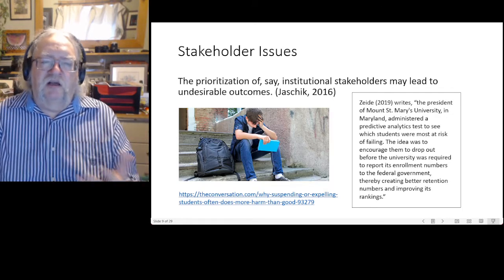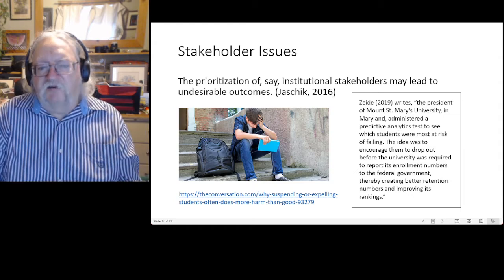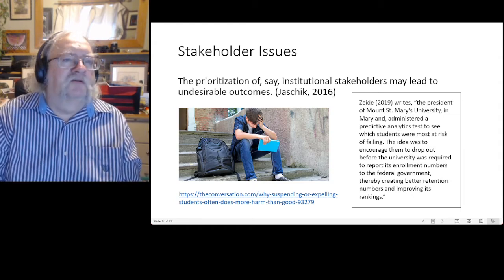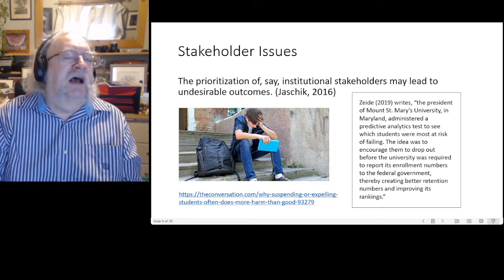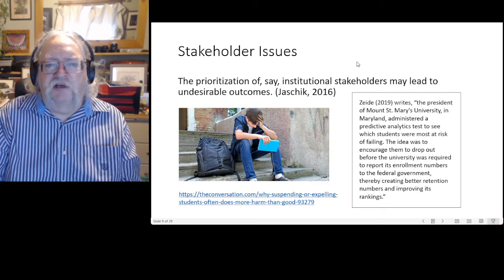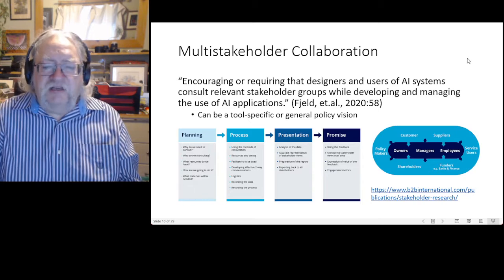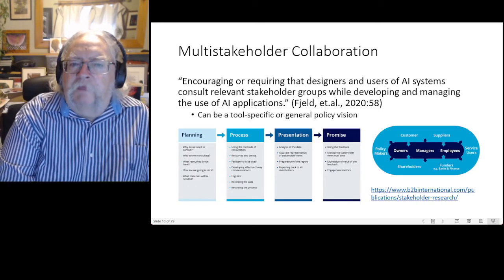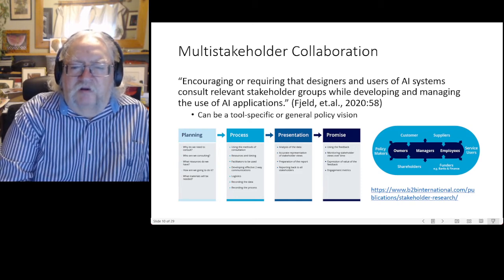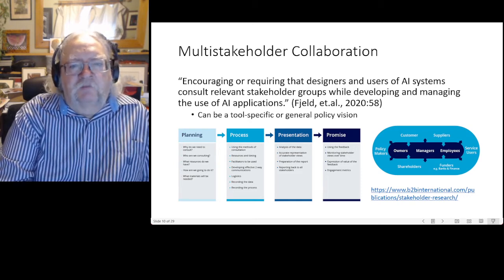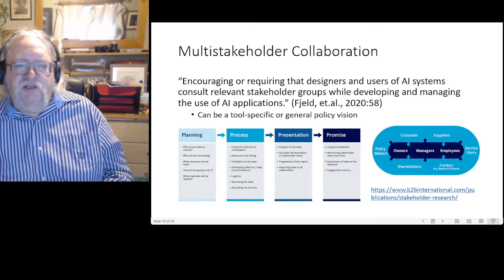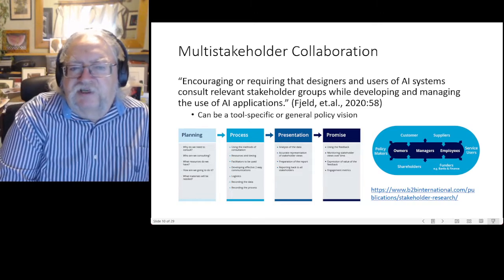So here we have a clear case where identifying the stakeholders and making sure that they're all involved in the decision-making process has direct ethical implications. And that's generally what's encouraged. Something like a requirement or a mechanism for designers and users of AI systems to consult relevant stakeholder groups. That's what Fjeld says anyways.